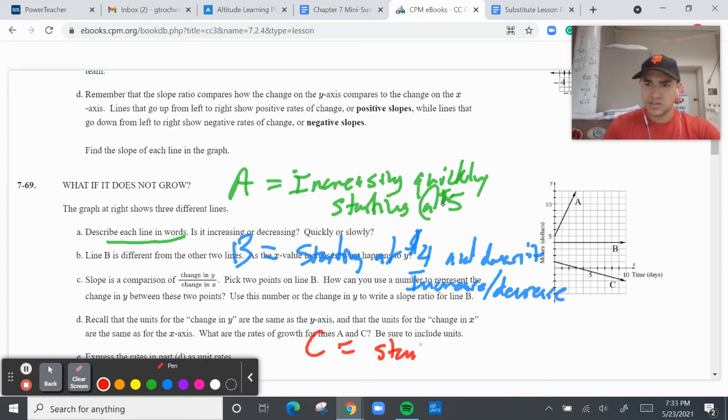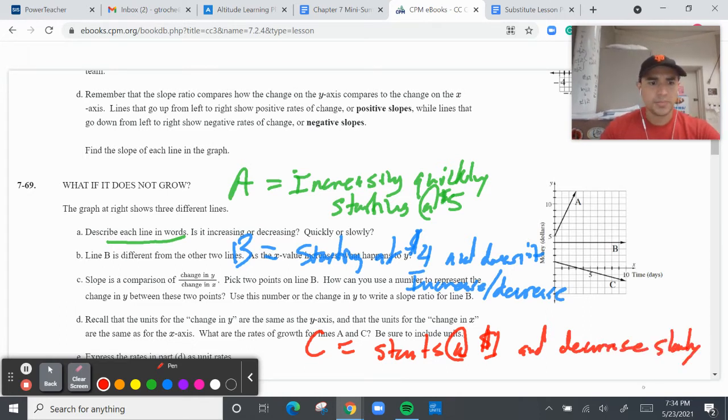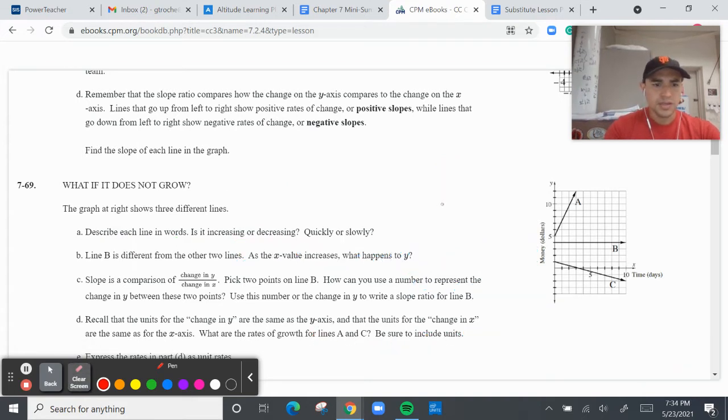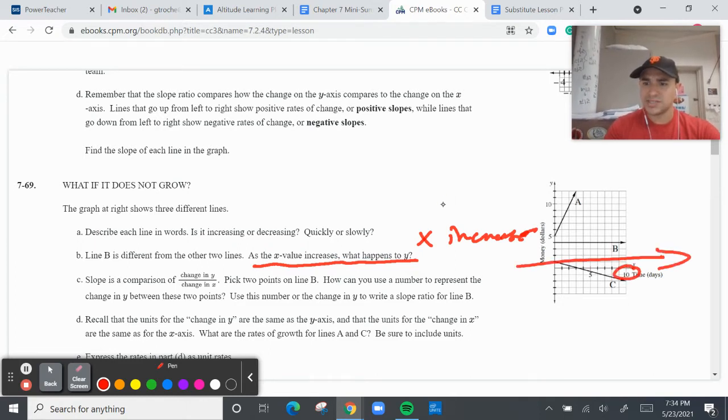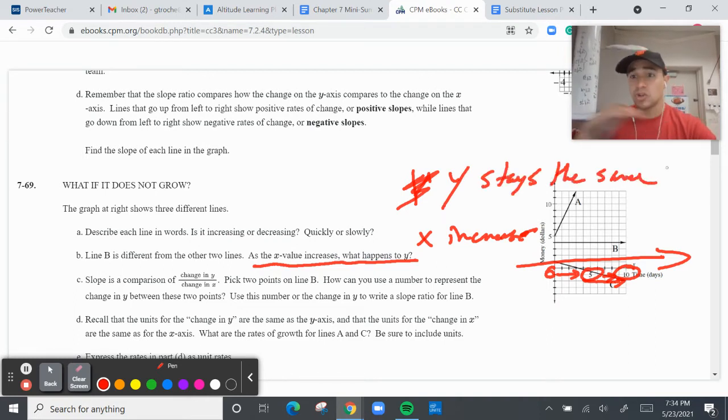And then C is going to be red. C starts at $1 and decreases slowly. All right, line B is different from all the other lines. As the x value increases, what happens to y? So x increases as it goes to the right, because look, now it's 10. It went from 0 to 5 to 10. So it's increasing, but y stays the same.